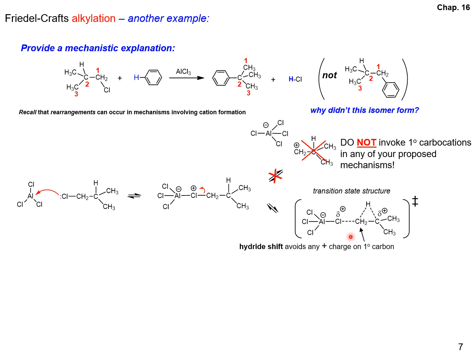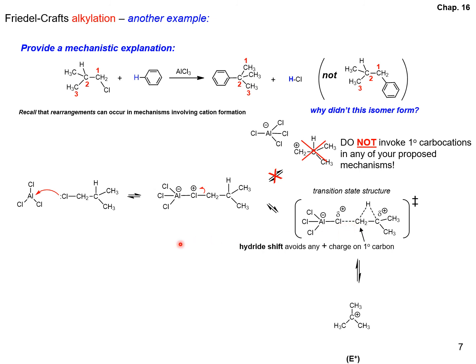So notice that this is a concerted process, much like you saw in SN2, where you had nucleophiles attacking a carbon at the same time that a leaving group leaves, and the carbon undergoing nucleophilic attack never gets a charge. The same sort of thing happens here. This hydride is shifting over and making a new bond at the same time that I'm breaking this bond. So this carbon is the one that's taking on some of the charge as I'm breaking this carbon-chlorine bond.